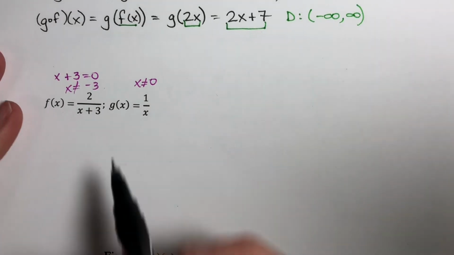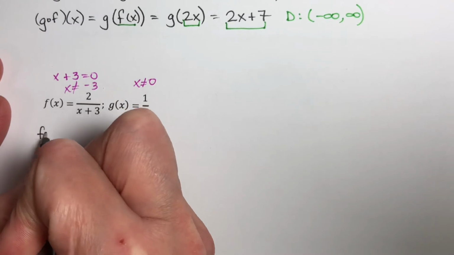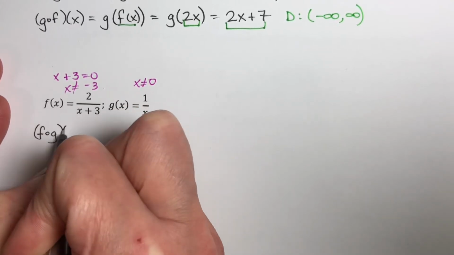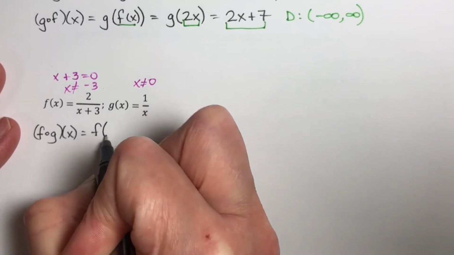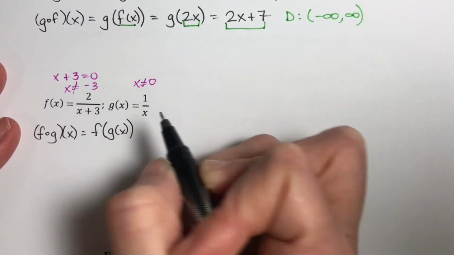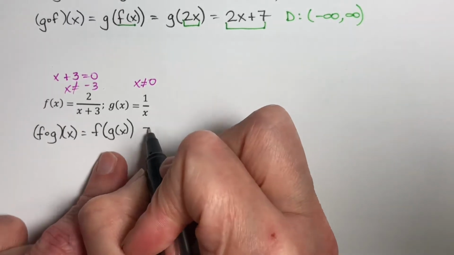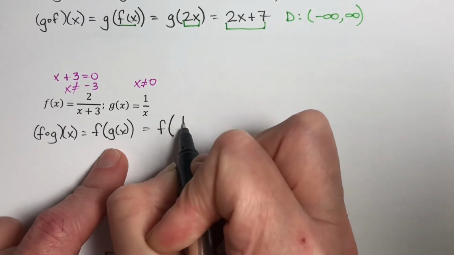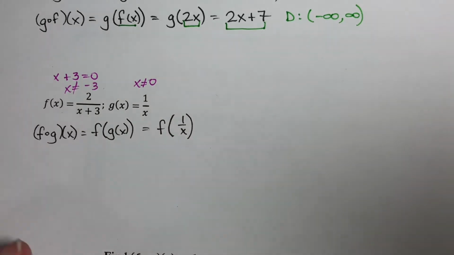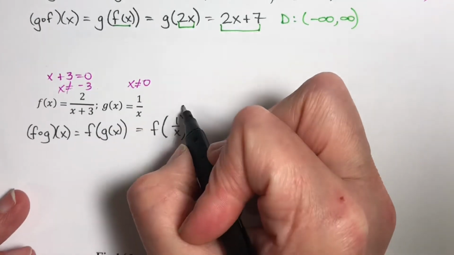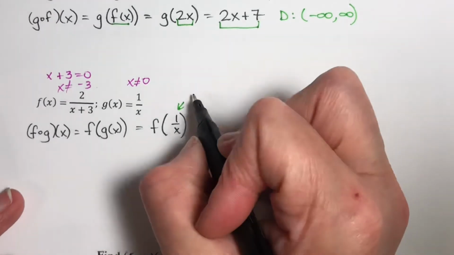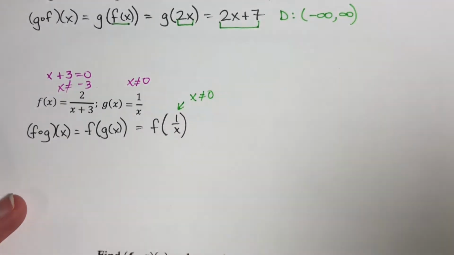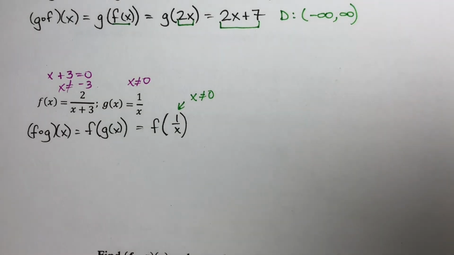Okay, so let's find f of g of x. I know my g of x is 1 over x, so this is f of 1 over x. Since I'm using 1 over x here, it doesn't matter what I get after I do all of my simplifications after I plug this in. I already know that my x is never going to be allowed to be 0, even if all of the apparent problems disappear.